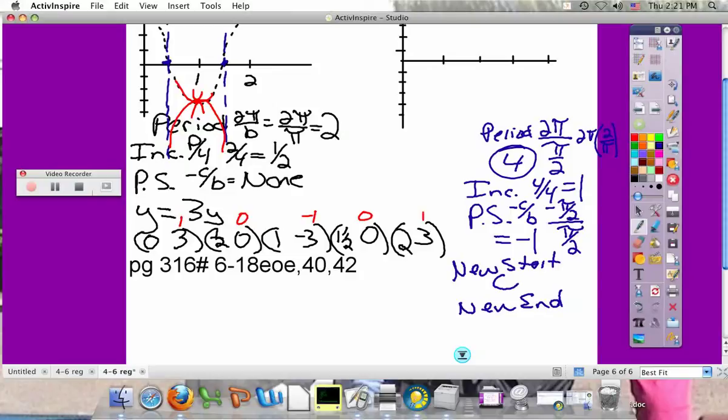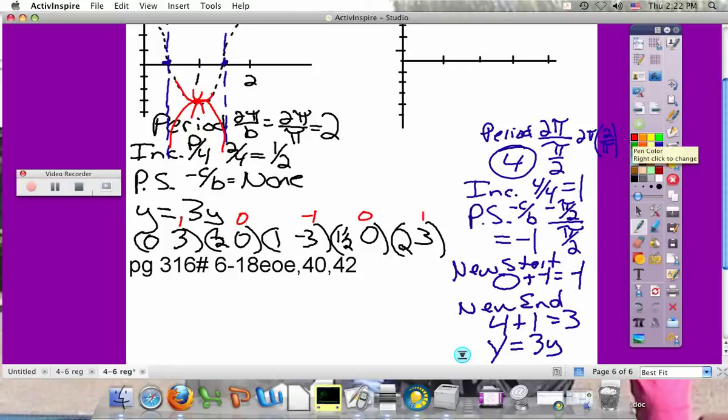Normally we start at 0 and we end at the period, which is 4. But because of that phase shift, we have to add that in to both of them. So now our new start is negative 1 and our new ending is 3. And then we're going to take all of our y values, and the only thing we saw on the outside was a 3, so we're going to multiply them all by 3. Now if that was a negative on the outside, then you would multiply them all by a negative 3.